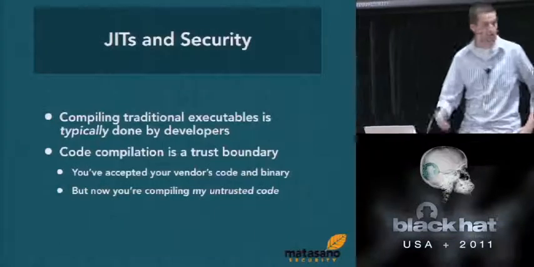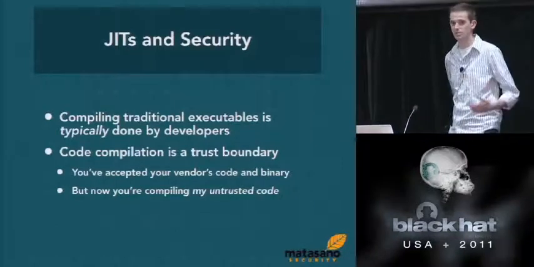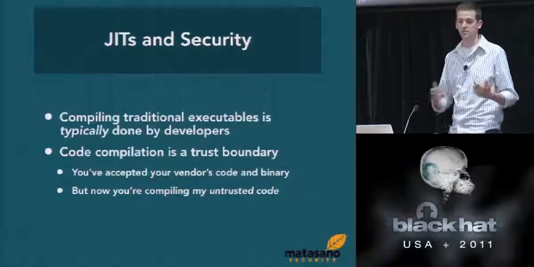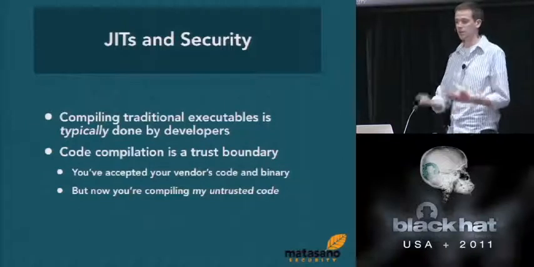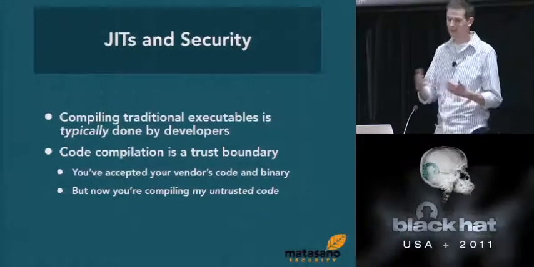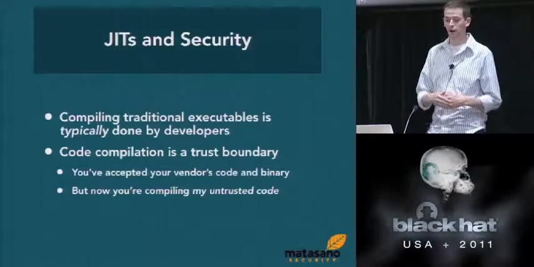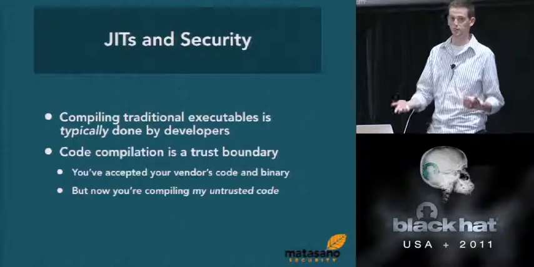So this brings us to the reason why we're all here, right? JITs and application security. How do JIT engines affect the security of the applications that use them? Compiling code is traditionally done by developers, not you, right? It's done by some guy who has some code on his desktop, and it's his code, and he knows who wrote it, and he compiles it. And no one cares if his compiler crashes, because it doesn't affect you, it doesn't affect your data. But now code compilation is happening in your browser or in your language runtime. So that's a trust boundary we feel has been crossed there, because you're now compiling my untrusted code that I've sent to you over the internet.